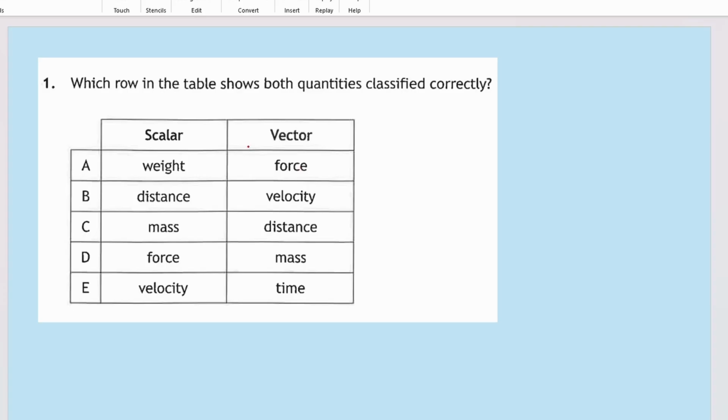Question 1 says, which row in the table shows both quantities classified correctly? Let's go through each option and rule each one out. For A, we have weight as a scalar, and we can rule that out since weight is a vector. B, distance as a scalar, which is correct. Velocity as a vector, and that's correct. So we can put a tick next to that one. Let's go through all the options still. Mass as a scalar, that's correct. Distance as a vector, that's incorrect. Force as a scalar, incorrect. Velocity as a scalar, incorrect. So the answer is B.